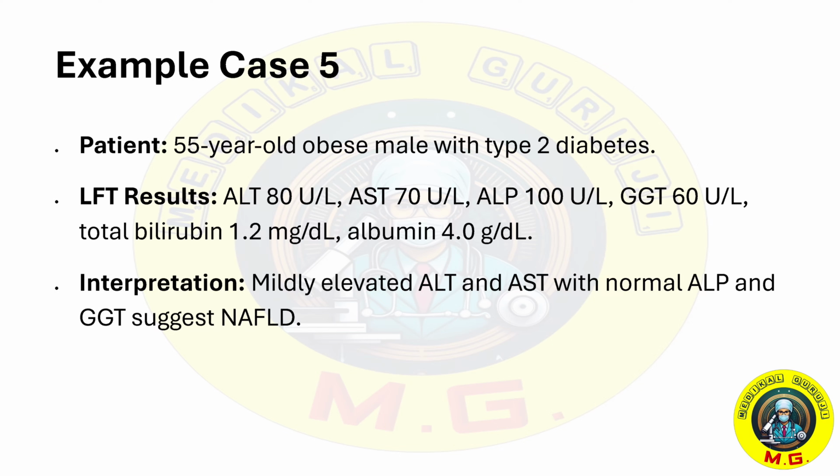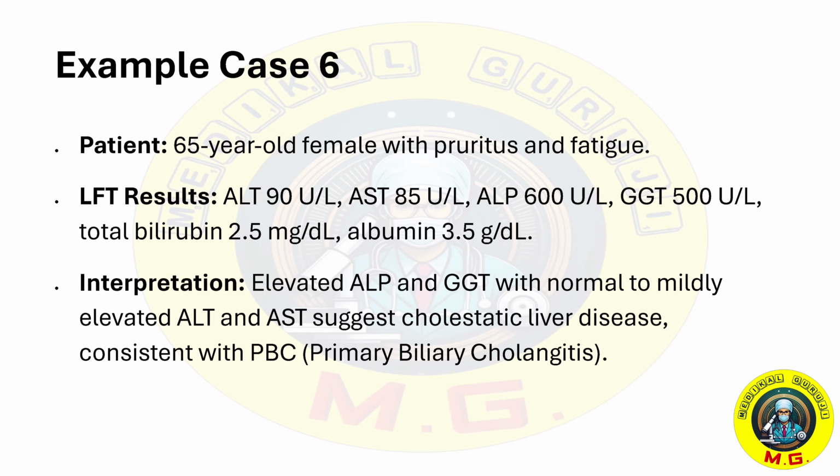One more example and then we conclude the topic. A 65-year-old female presents with pruritus and fatigue. Her LFT results are ALT 90 units per liter, AST 85 units per liter, ALP 600 units per liter, GGT 500 units per liter, total bilirubin 2.5 mg per deciliter, and albumin is 3.4 grams per deciliter. In this case, ALP and GGT are elevated with normal to mildly elevated ALT and AST. This is suggestive of cholestatic liver disease.